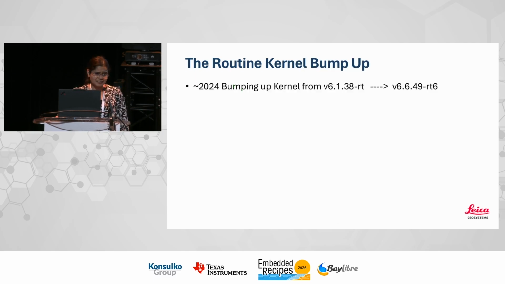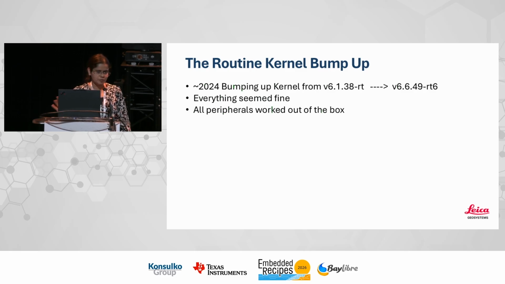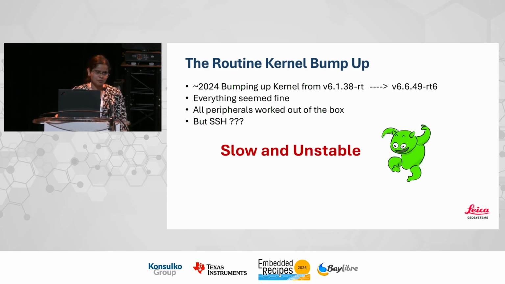So how it started: around 2 years back, or end of 2024, I was bumping up the kernel from 6.1 to 6.6 with RT patches. Initially, I booted this kernel. Everything seemed fine. All the peripherals were working out of the box. But then the thing which I needed the most, SSH, to connect to this board remotely, was very slow and unstable.